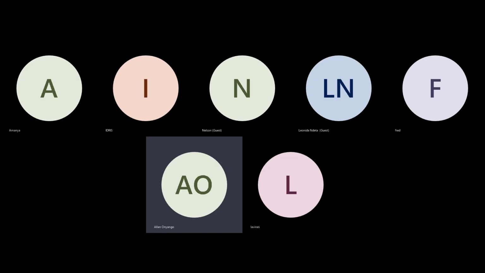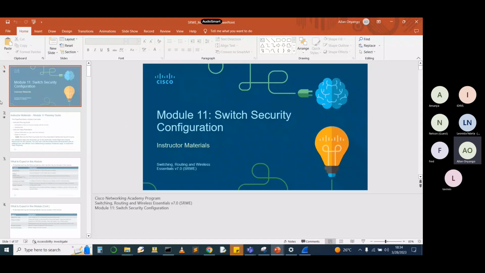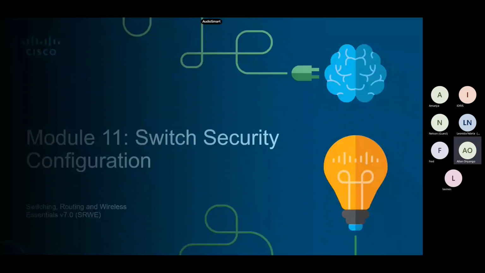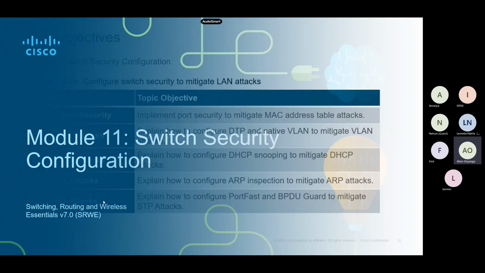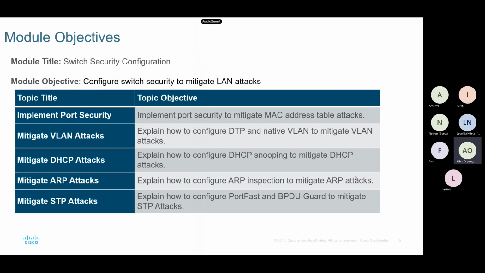to learn about switch security configurations, and we are going to configure almost everything that we have learned in that previous chapter. And so for this switch security configuration, we are basically going to implement what is called port security. Like I said, this is used to mitigate against MAC address table attacks.